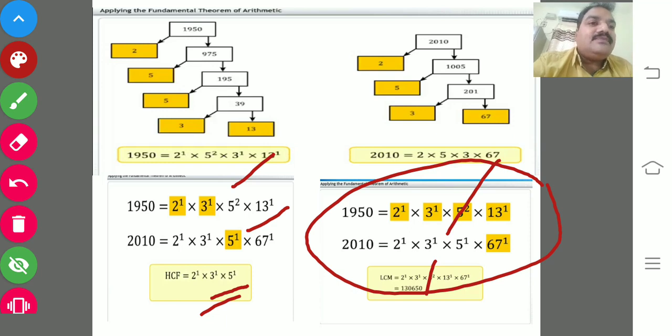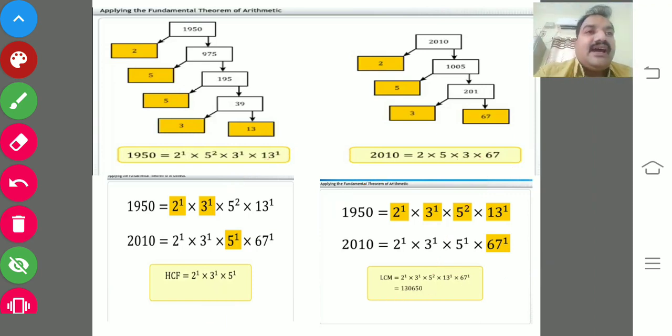For finding the LCM, there is no need for the prime numbers to be common. The thing is, in finding the LCM, you select the total prime numbers and find their power notation, and the highest power notation only you have to take. That is the only thing. I hope you could understand how to find the LCM and HCF.